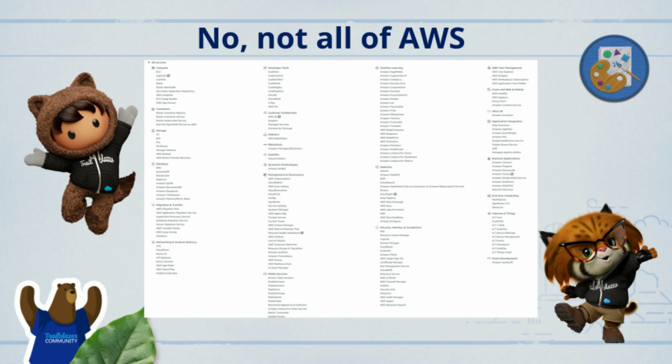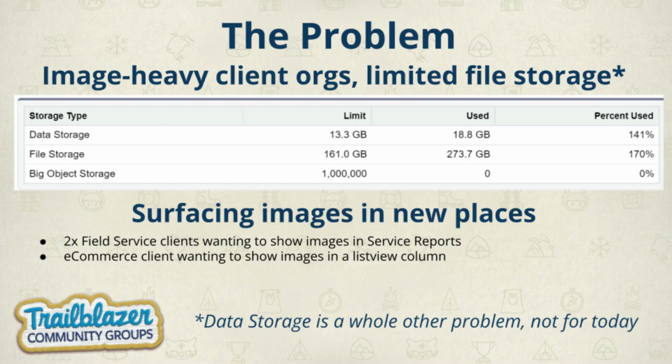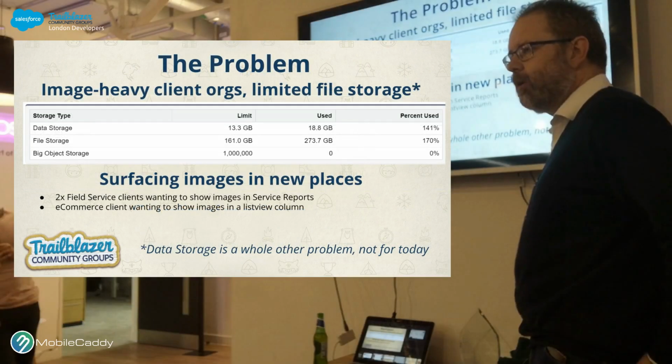So what are the pieces that we're going to touch on? Storage. Storage is a big problem for a lot of my clients. This screenshot here, showing the percentage used of over 100%. I don't quite know how the maths works on that one. This is a real screenshot from one of my clients. They are using 141% of their data storage, 170% of their file storage. This is a production Salesforce instance, not sustainable.